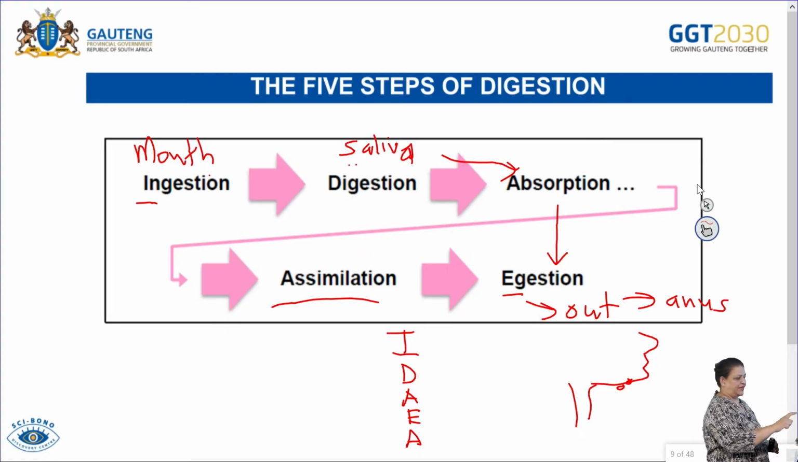Okay, so let's look at it again. It's ingestion, digestion, and then you're going to have your absorption. What is absorbed is going to be used, that's assimilation, and what is not used will pass out of the body, that is egestion. So ingestion, taking food in, you break down the food by enzymes, you absorb what you broke down, you use what you absorbed, and what remains is egested.